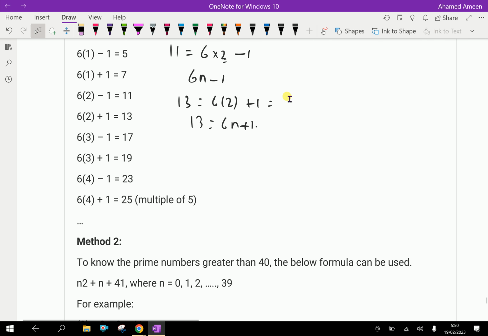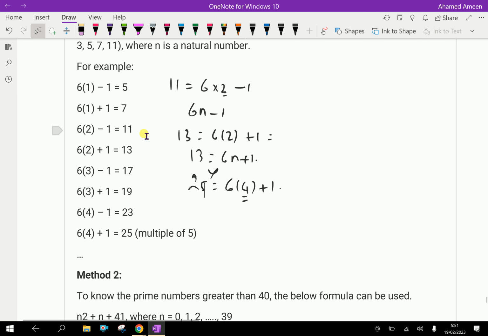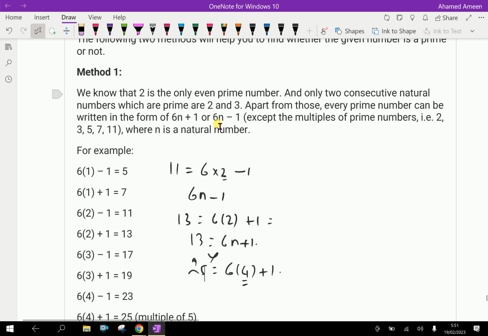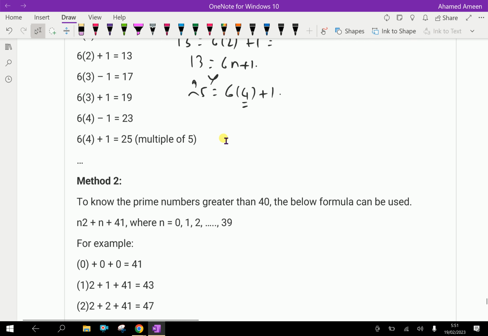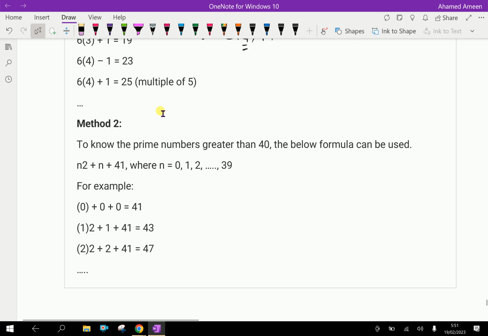Here are some other numbers. Suppose 25 is not a prime number, but it can be expressed as 6 into 4 plus 1. But this 4 is not a prime, therefore 25 is not a prime number. Likewise, in the expression 6n plus 1 or 6n minus 1, n must be a prime number.